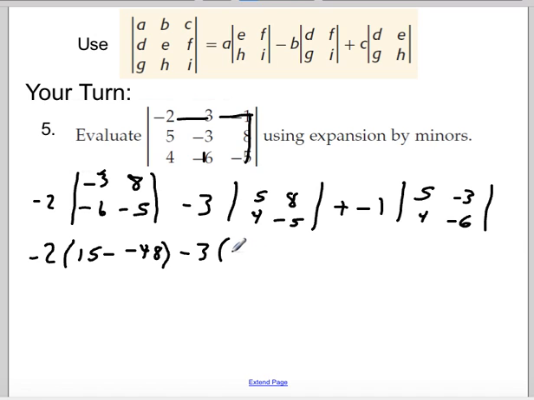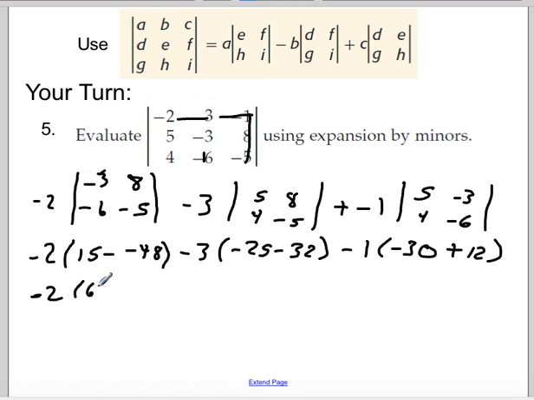5 times a negative 5 there is a negative 25, minus 32, and then a minus 1. 5 times 6 there is a negative 30, minus a negative 12 becomes a plus 12. So really we get negative 2 times 63 minus 3 times negative 57 minus 1 times the negative 18.